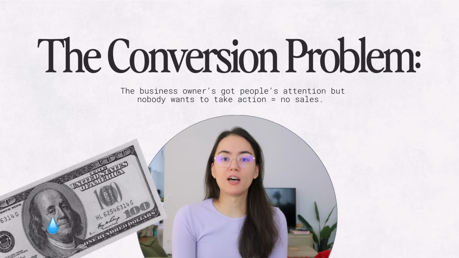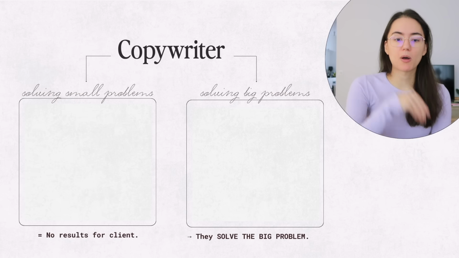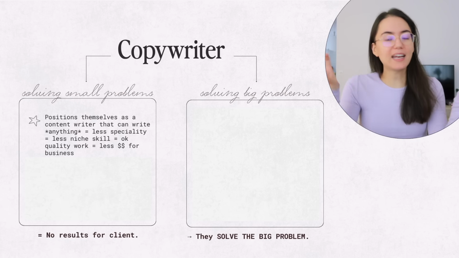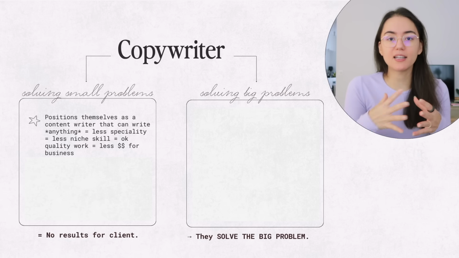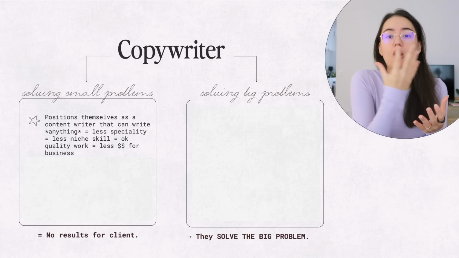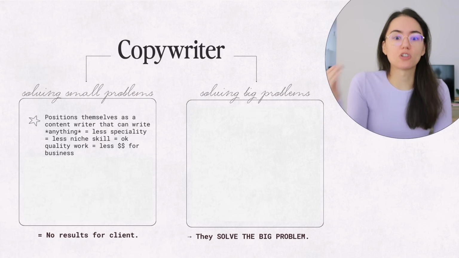So one example of a skill you could learn is copywriting. Copywriting is a very highly paid skill if you do it correctly. We found lots of examples of that. So copywriting, solving a small problem, could be positioning yourself as, for example, a content writer that can write anything, which means you have less specialty, less niche skill, which maybe leads to okay quality work. It probably makes it harder to land clients as well if you don't have a specific niche that you are dominating for.